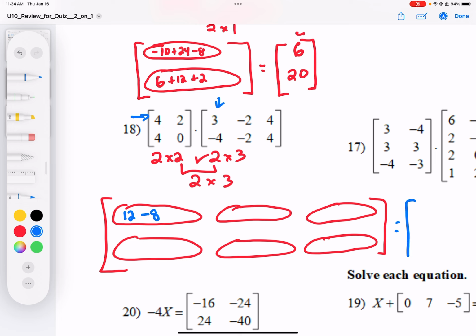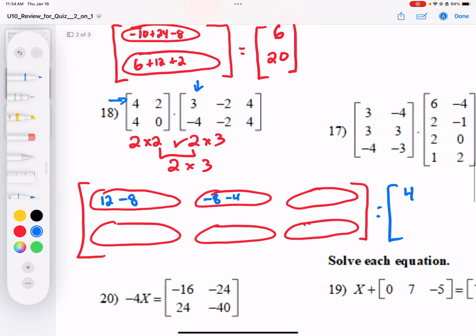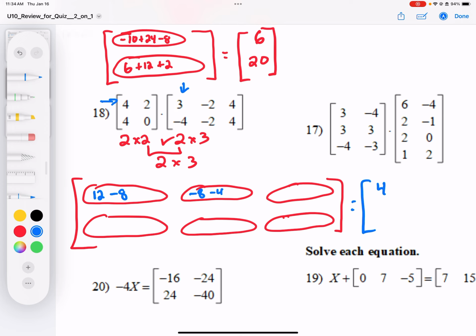Okay, so I'm just going to put the answers as I go along over here, so that's 4. Now we go first row, second column. This is the first row, second column. So 4 times -2 is -8. 2 times -2 is -4. -8 times -4 is -12.